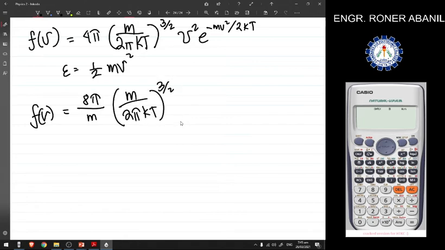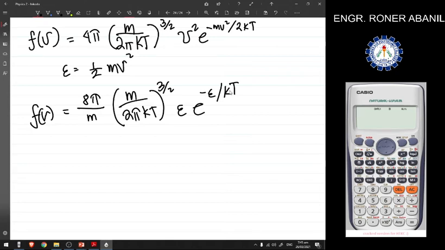T over 2 na to. Tapos dito ni epsilon, e raised to negative epsilon over kT. Ayan. Napakahabang formula. So this formula shows that the component in the Maxwell-Boltzmann distribution function is negative epsilon over kT, and the shape of the curve is determined by the relative magnitude of epsilon and kT at any point.